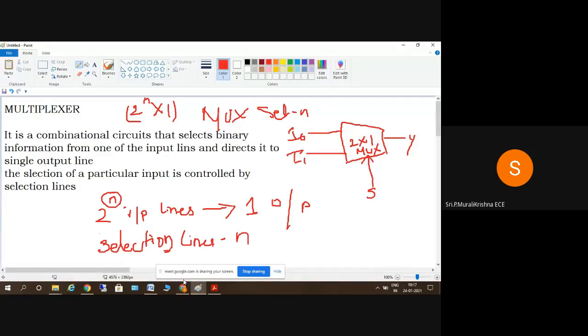We'll see how to design a 2:1 multiplexer, starting with a simple concept. Then we'll go for a 4:1 multiplexer. Next we'll see how to implement Boolean functions or any circuits using the multiplexer. Then we'll see how to implement higher order multiplexers using low order multiplexers, just like what we saw in the last class with decoders. We'll do the same with multiplexers. So this is the definition of the multiplexer. Now we'll see how to design one.